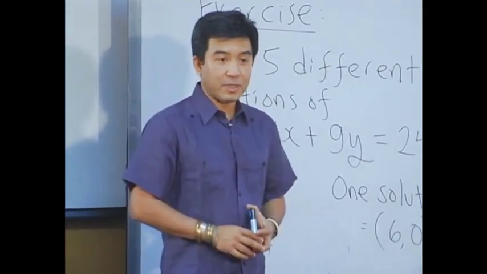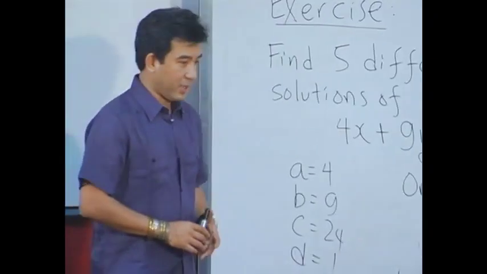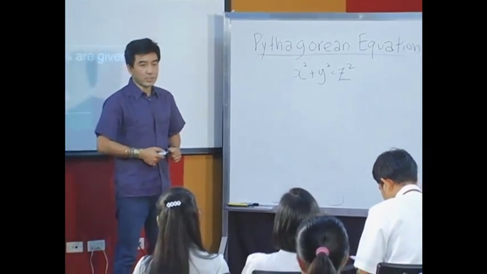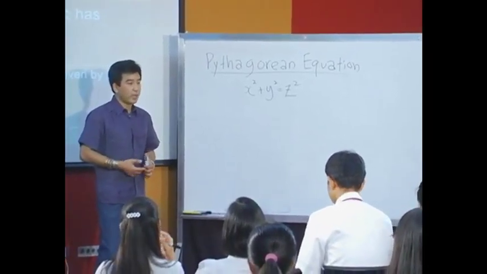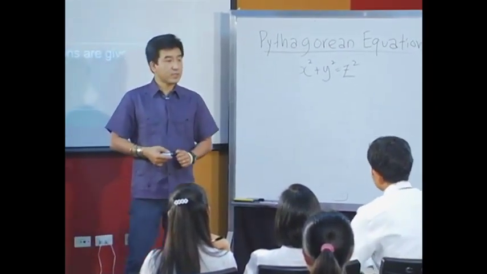Next we go to probably the most famous of all Diophantine equations. This was the equation considered by Pythagoras. The next Diophantine equation that we shall discuss is called the Pythagorean equation. X squared plus y squared is equal to z squared. So Diophantus and the Greeks were interested in the integer solutions of this equation. They wanted to find out which integers x, y, and z would satisfy this equation. We call it the Pythagorean equation because this is the type of equation that Pythagoras associated with right triangles.